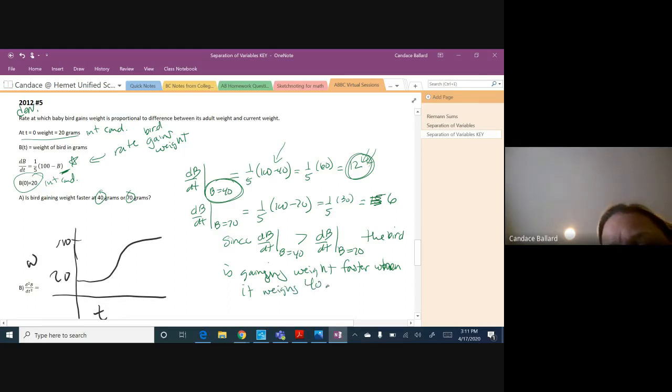40 grams. And honestly, having children, that makes sense. You gain weight a lot more or quicker when you're a baby than we do now. Okay, unless you're apparently in quarantine, maybe then we're gaining weight faster right now.